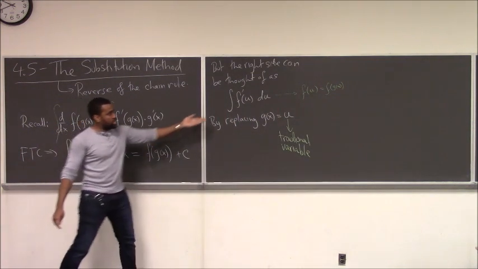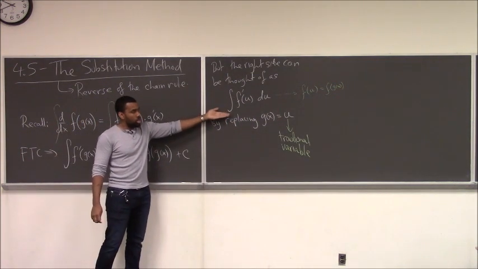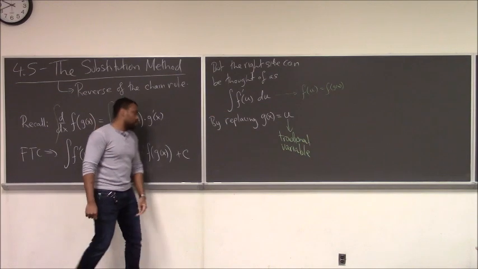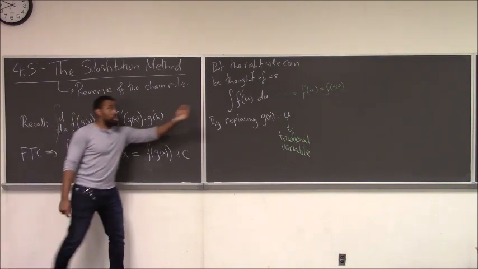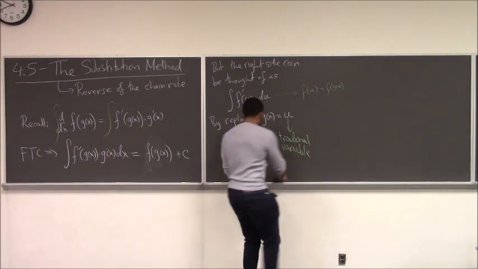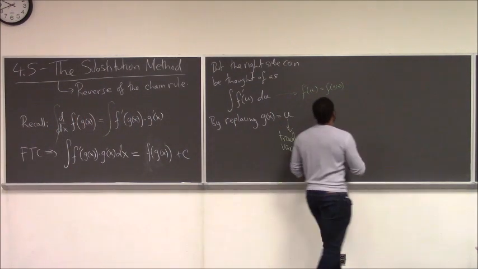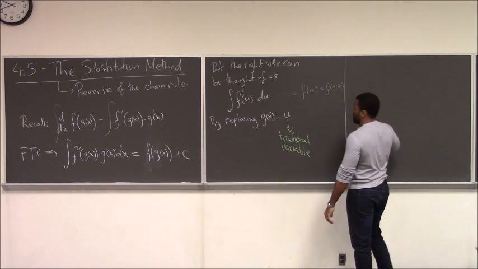And this kind of makes that step, reversing the chain rule, a little bit easier. Now, again, the question is, how do we go from this step to that step? So that's what I have to explain now. And then we're actually going to do it. We're going to do a few examples.